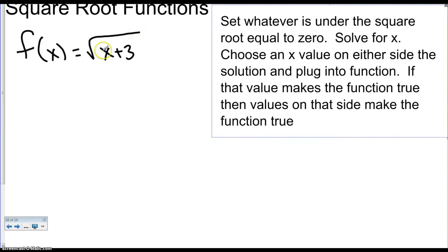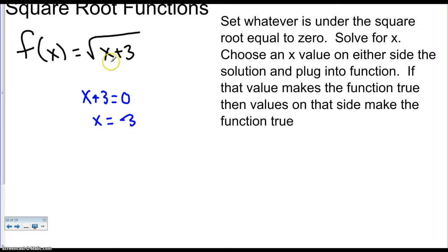And we're going to deal a whole bunch with these this year. And I want to figure out what the domain is. So what do I have to do? I have to set whatever's underneath the square root equal to 0. Okay? So in this case, I'm going to set x plus 3 equal to 0. And then what is it? So I'm going to solve for x. So I got x equals negative 3.